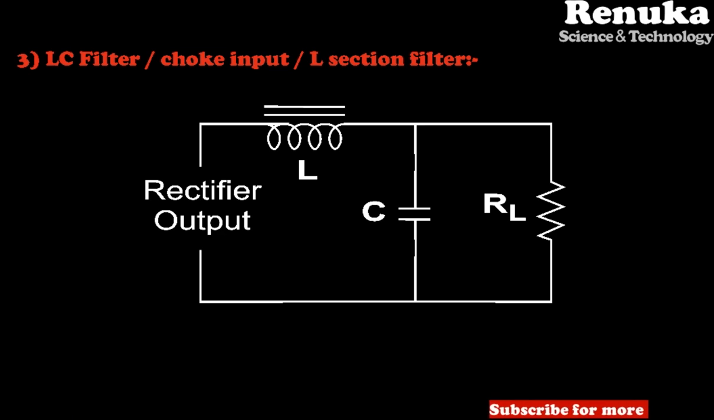For DC, the resistance of the inductor is very small, so DC current can easily pass through it. While for the capacitor, DC appears to be an open circuit. Hence, the entire load current will flow through the load resistance.